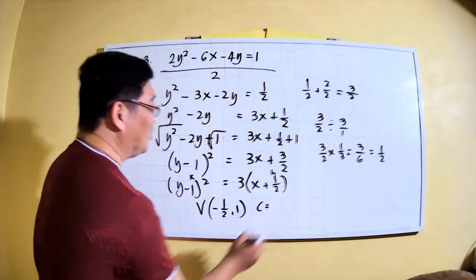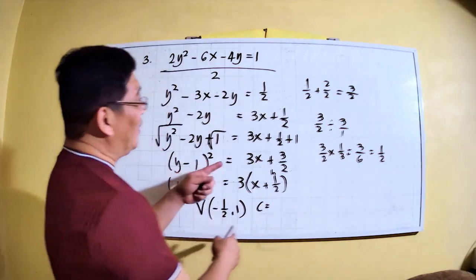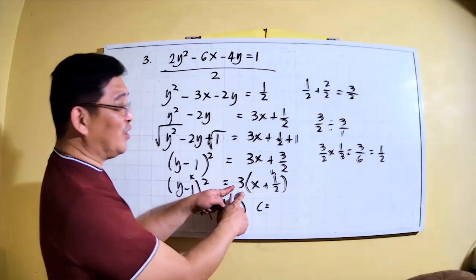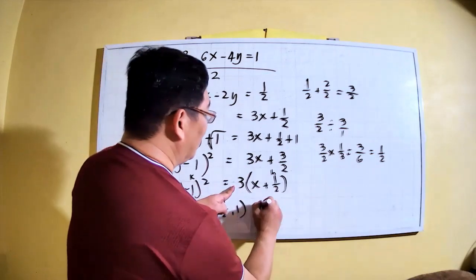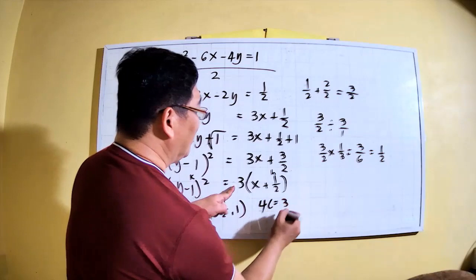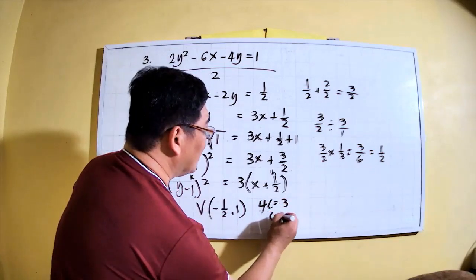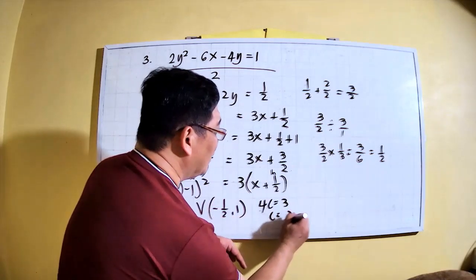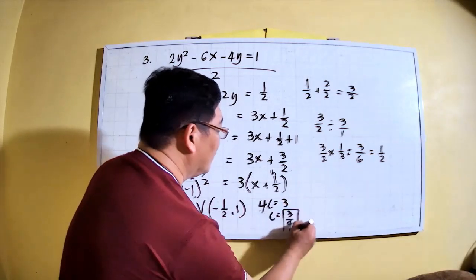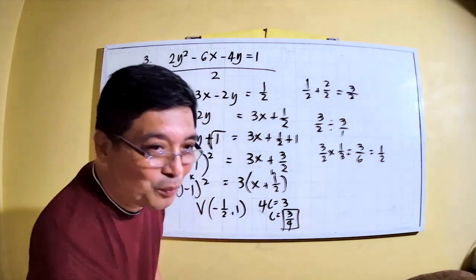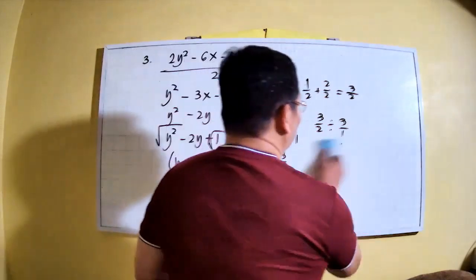Tapos, yung C is equals to, ano yung C? If we are going to look at this 3, this is the latus rectum or this is 4C. 4C is equals to 3. Kaya C is equals to, cross multiply, 3 over 4. So meron na tayong value ng C is equals to 3/4. Pwede na natin i-graph.